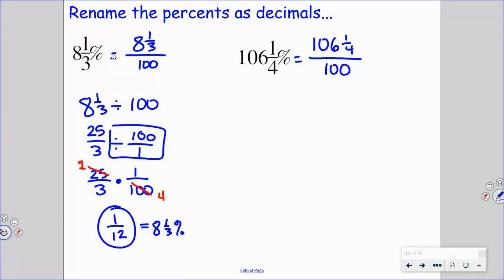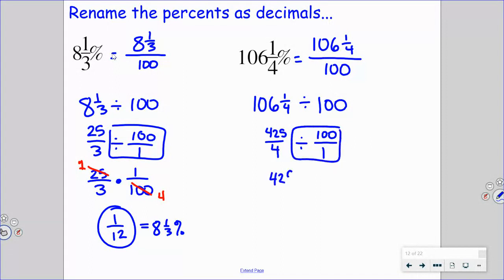Let's do the same thing with 106 1/4%. We can rewrite this as an old school division problem, numerator divided by denominator. And we can rewrite these in improper fraction form. We start by writing 100 wholes as just that, 100 over 1, 100 wholes. Now we multiply 106 times 4 and add 1. Speaking of rewriting, change that to multiply by the multiplicative inverse.